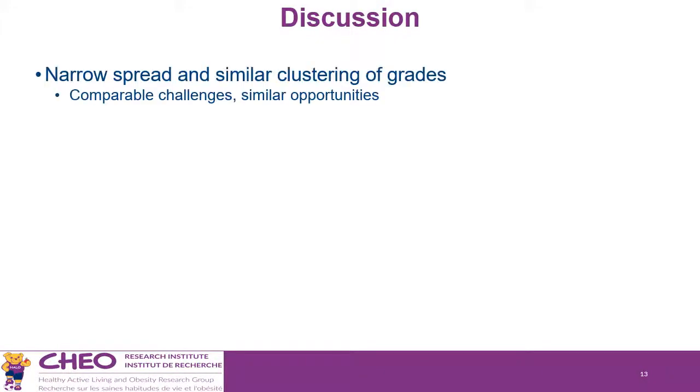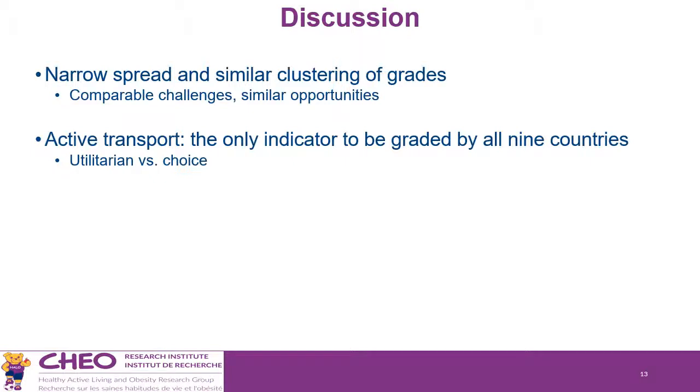The spread of the grades was very similar, clustering, suggesting that we have comparable challenges and perhaps similar opportunities which we can collectively exploit. Active transportation was the only indicator to be graded by all 9 countries, perhaps suggesting the issue of choice versus utilitarian. Most of the kids in these countries have no choice, but they have to walk to school, to do chores, to accomplish tasks.